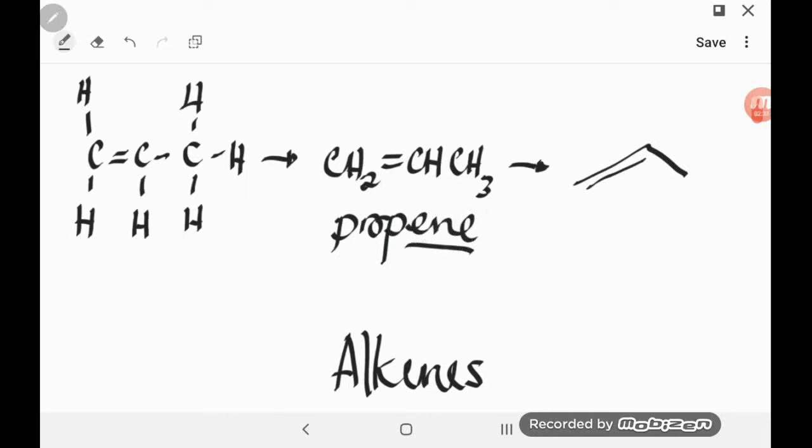Notice the ending in naming alkenes. It ends with ene. Compared to an alkane, it ends with ane. Alkenes are used as starting materials in the synthesis of alcohols, plastics, lacquers, detergents, and fuels. The next one are the alkynes.